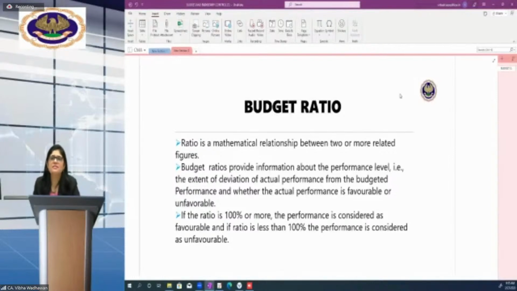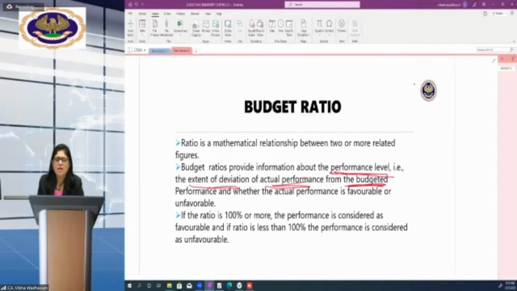We analyze the deviation, why it is going to happen. That is what budget ratios are all about. Budget ratios provide information about the performance level, the extent of deviation of actual performance from the budget. So we have made the budget, then actual sales will happen, actual production will happen. How much is the accuracy of the budget, that we check. So the greater the deviation, that means we have to check upon it, the deviation should be minimum. We should be as close to the budget as we have made.